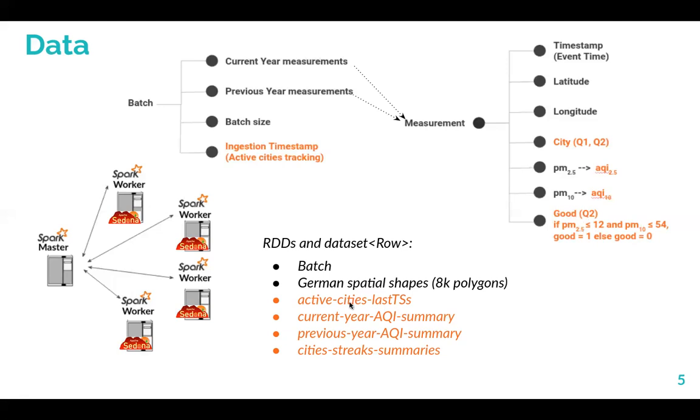RDDs and dataset rows are distributed across the cluster for the batch. German spatial shapes with 8,000 polygons and more are replicated in all the cluster. Active cities last timestamps, current year AQI summary, previous year AQI summary, and city tracks summaries are distributed across the cluster.